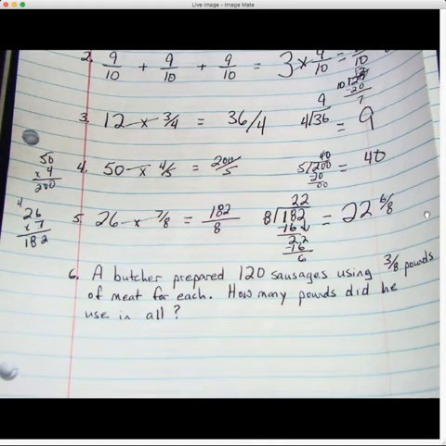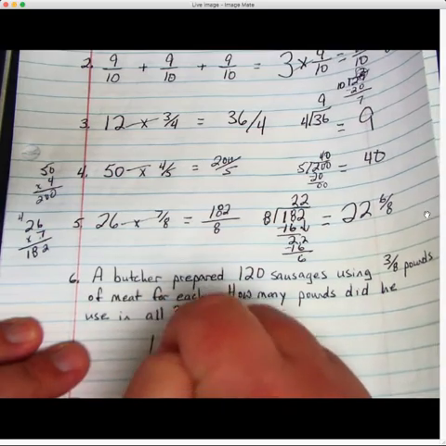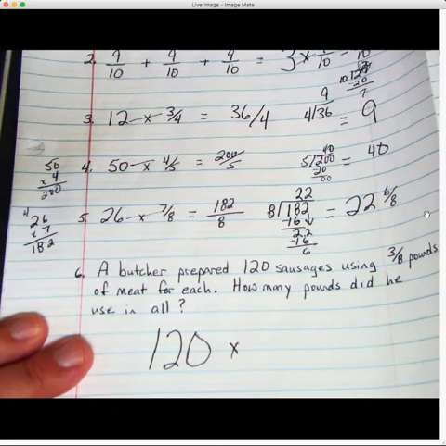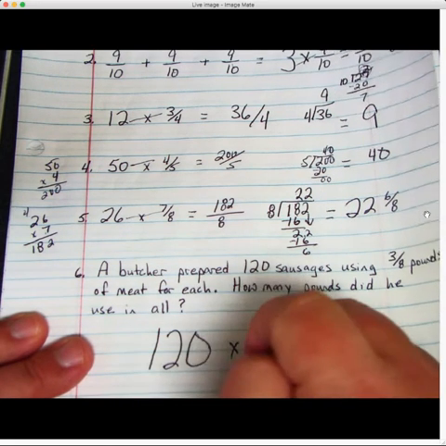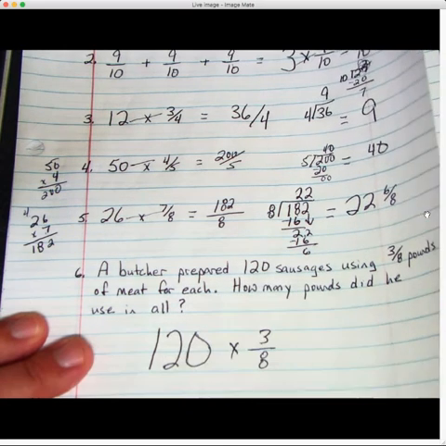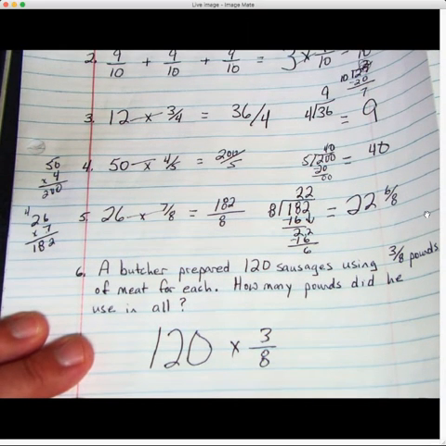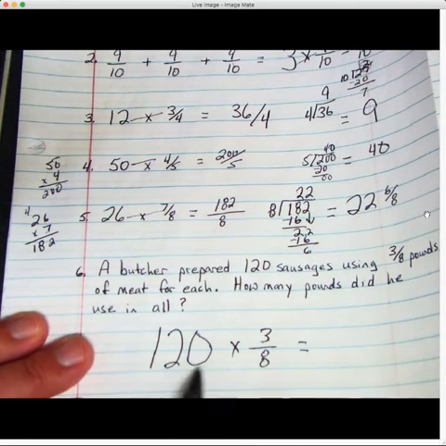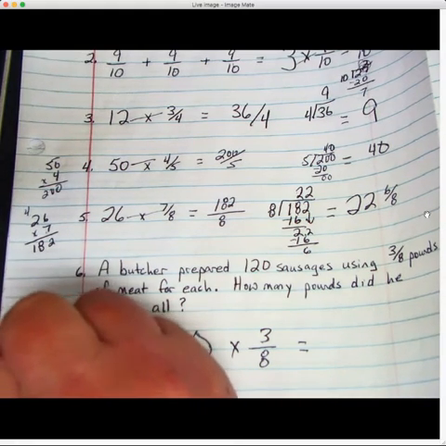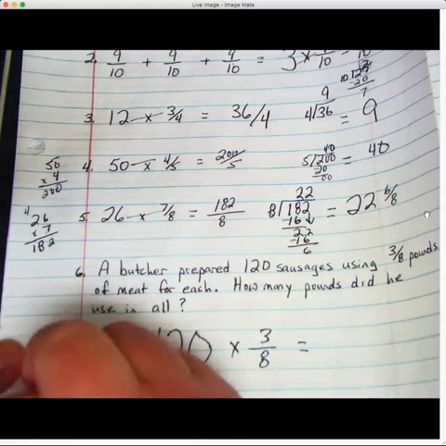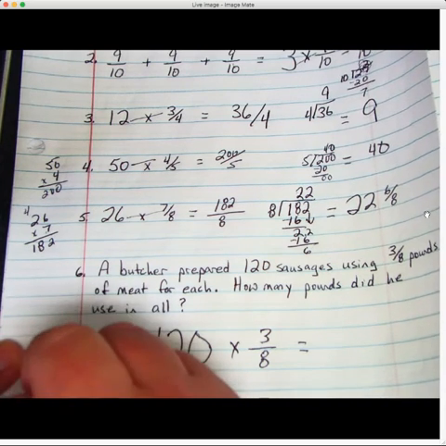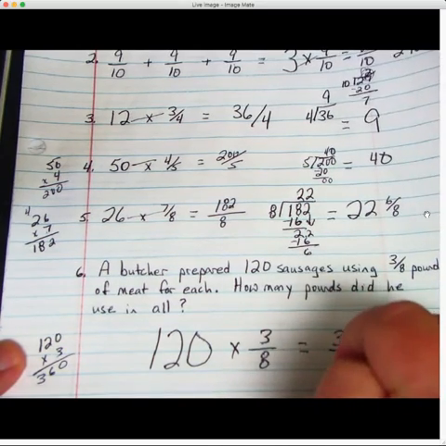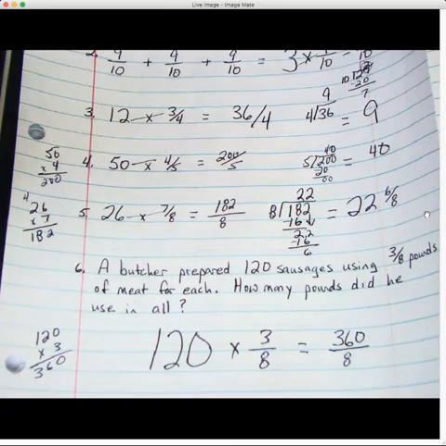Oh boy. Well, we've got a total of 120 sausages times every one of those 120 sausages was 3/8 of a pound. And it wants to know how many pounds did he use in all. So we've got to multiply to find out. 120 times 3. Maybe you can do that in your head. If not, work it out on the side. 3 times 0 is 0. 3 times 2 is 6. 3 times 1 is 3. So 360 eighths. But we can't leave it like that, can we?